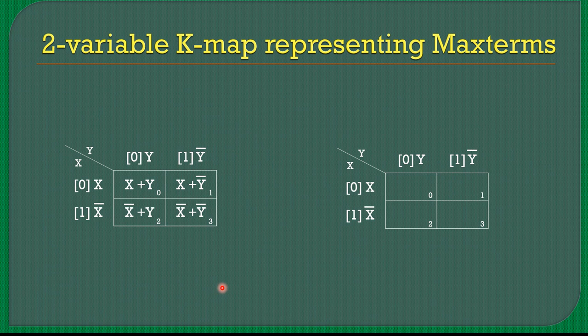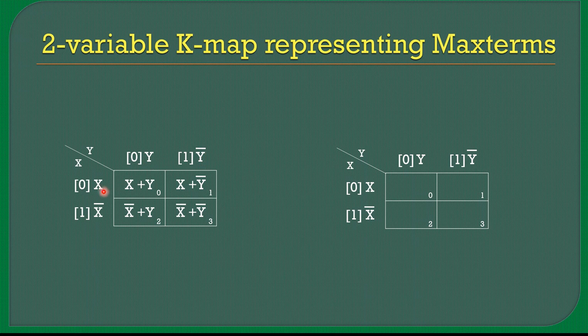Now this is the two variable K-map representing the max terms. Everything is just the opposite. If you have two variables, they will be x and y, where the left represents x and the top represents y. Here you can see 0 represents x and 1 represents x dash, so it should be x for the first row and x dash for the second row. In the same way, on the top columns, 0 represents y and 1 represents y dash. So you start with the first column with y and the second column with y dash.